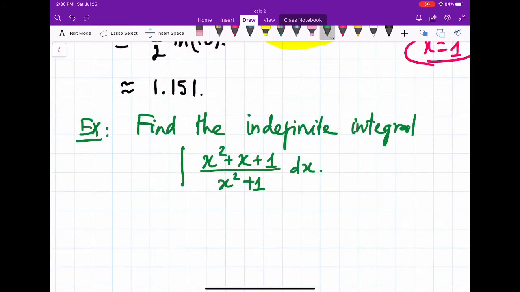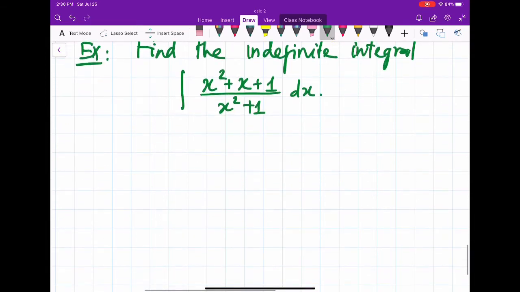In the following example, sometimes we need to do a little bit with the function before we evaluate the integral. So we have x squared plus x plus 1 over x squared plus x plus 1. On the top you have a square, in the bottom you also have a square. So we think we may simplify the function a little bit before integrating.